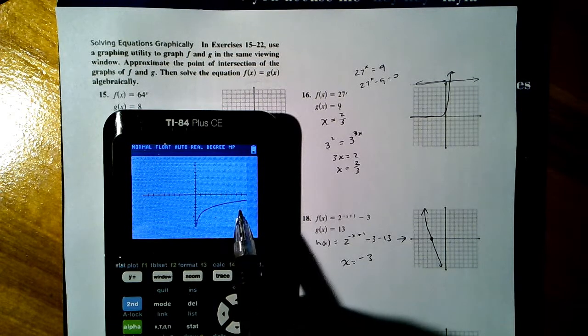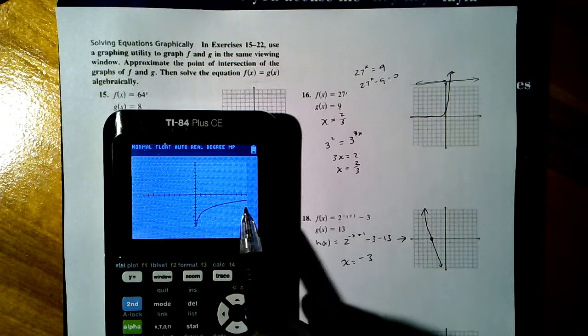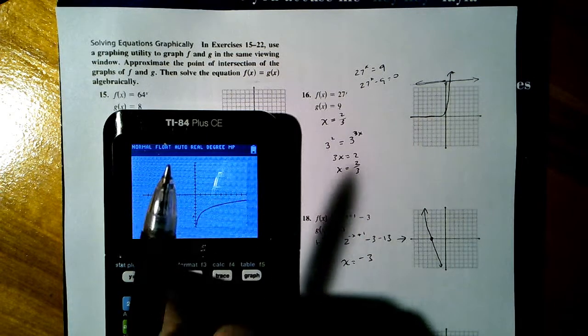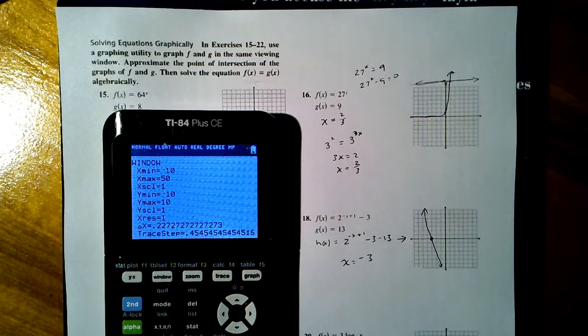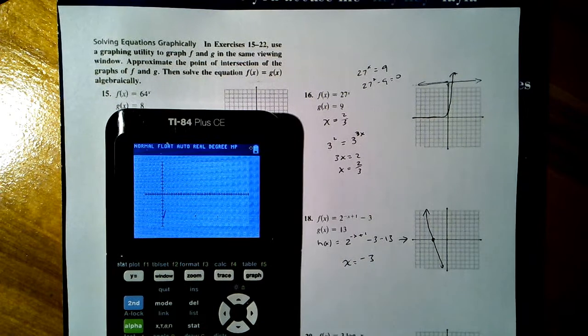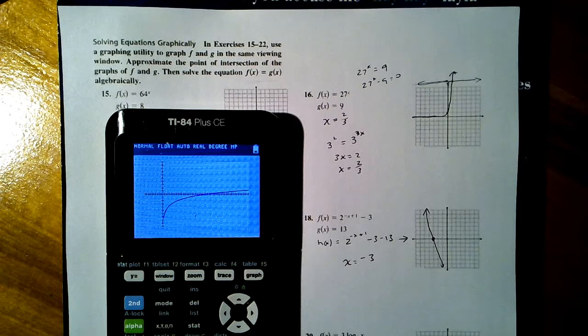Okay, so I suspect it might hit 0 somewhere down the road, but I see that's flattening out, so I'm going to go to Window and maybe change my X max to 50. Let's see if that's enough. And yep, 50 is enough.